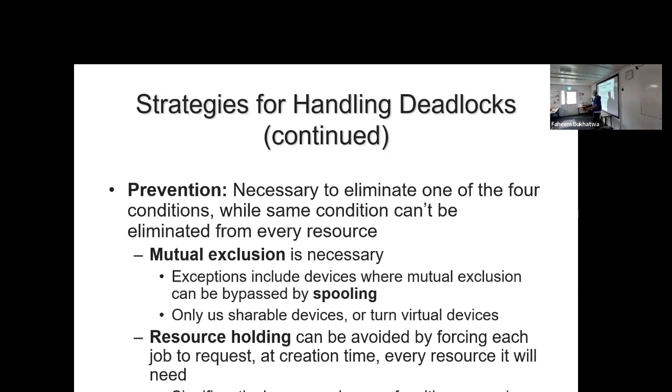Now, how can we get rid of one of these conditions? Remember, in order for a deadlock to happen, you need all 4 of them to happen. Not one of them, not 2, but all 4: condition number 1 and 2 and 3 and 4. That means if one of them is not available, we're not going to have a deadlock. We'll never have a deadlock. So let's get rid of one of them.